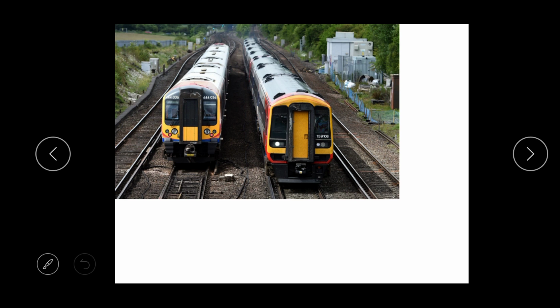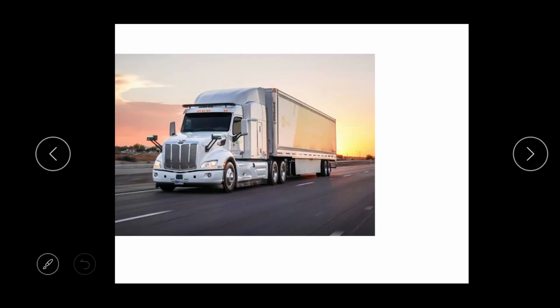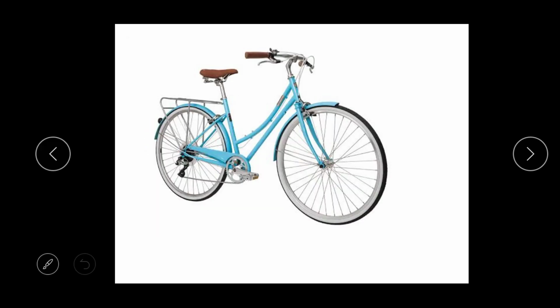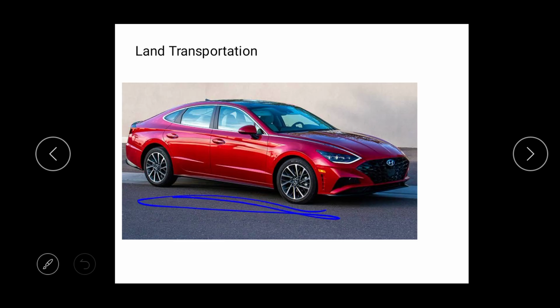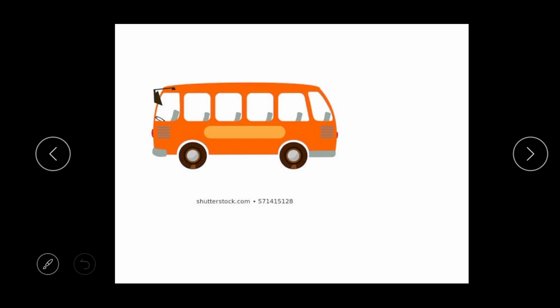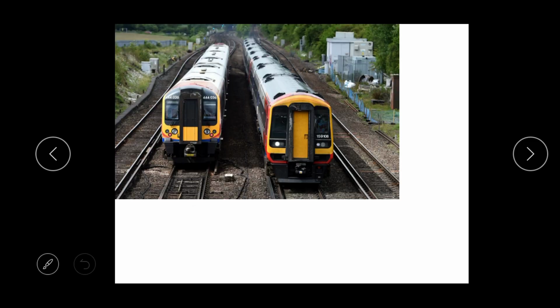If you see very well, this is a truck. You can see the road, very smooth, okay? And you can also see the taxi. The taxi is on the road, okay? But the train is under land transportation, but it works on rails. Can you see the rails right here? Yes, these are the rails. So the train moves on the rails, though it is under land transportation.